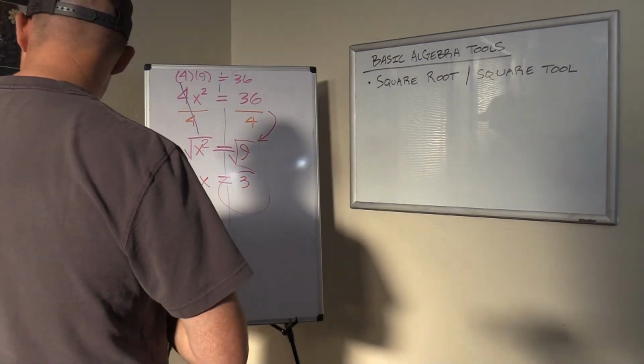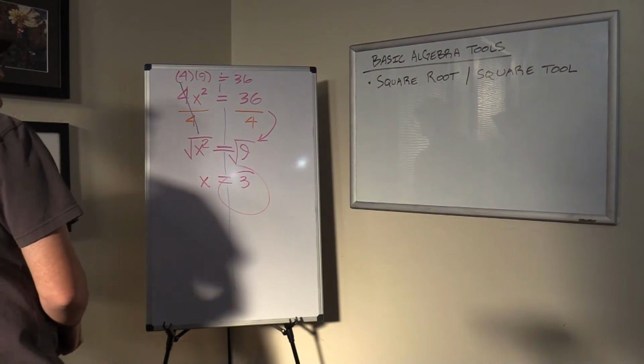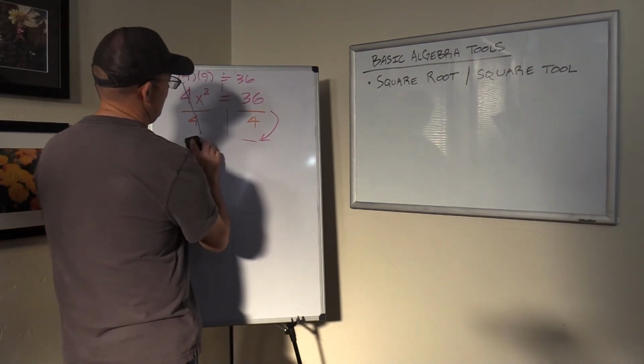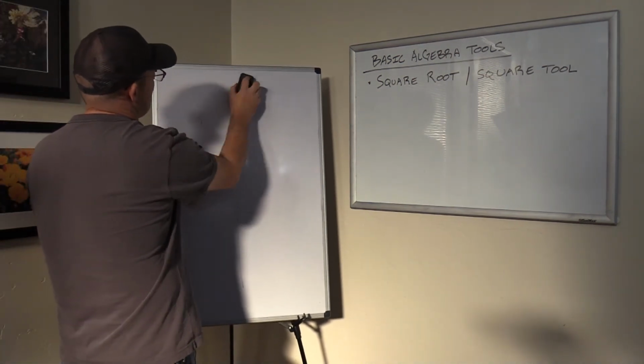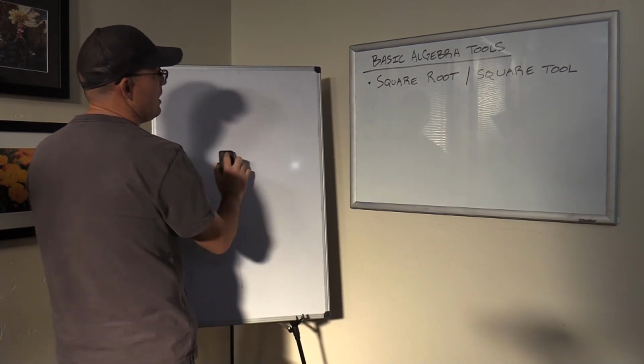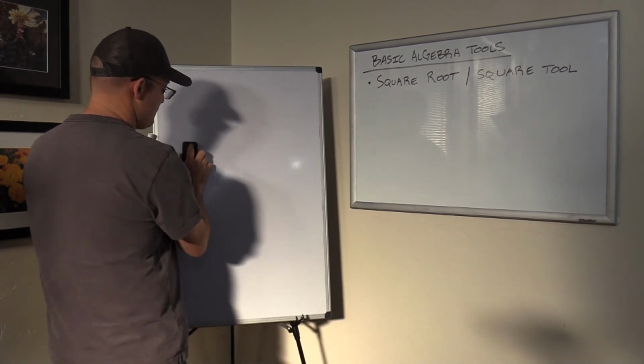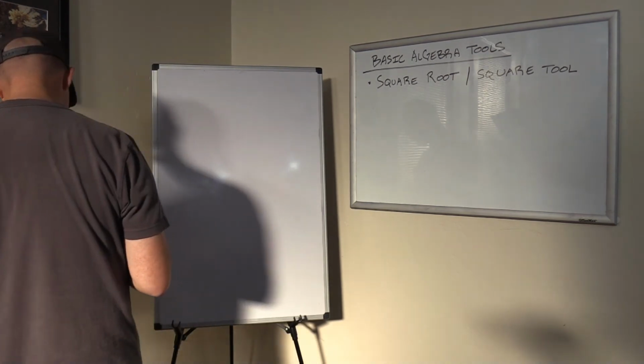All right, now let's do an example with the square tool, which is just the opposite of the square root tool. Like I said, we usually use the square root tool. We don't use the square tool as much, but we'll look at a simple example.